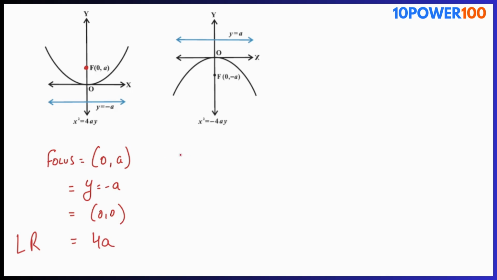Okay, next one, the other one. Here the focus point is (0, -a), and the equation of directrix is y = a. That's all the change. There is no change in the other two parts, so the vertex point and the length of latus rectum will be as it is.